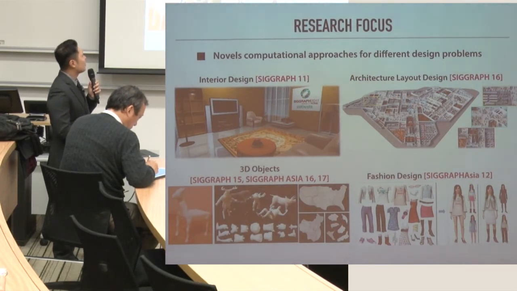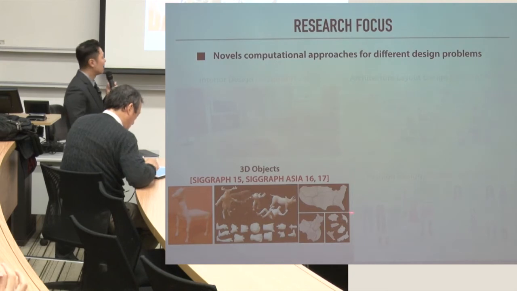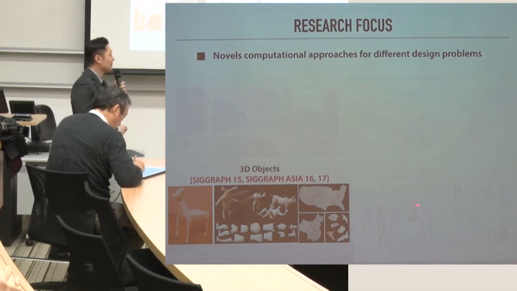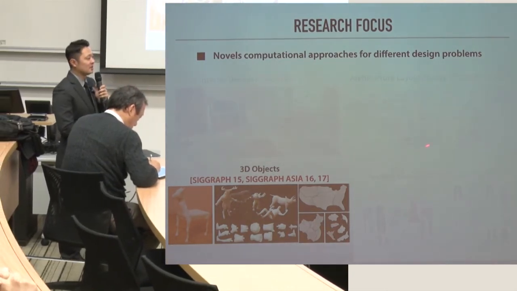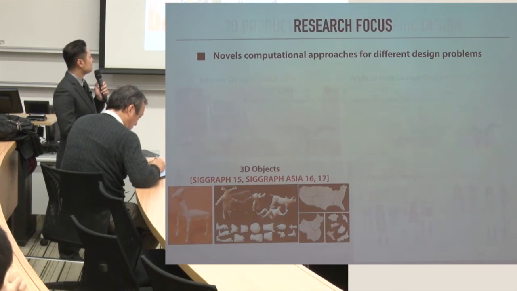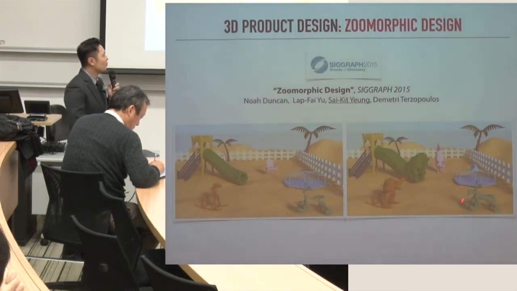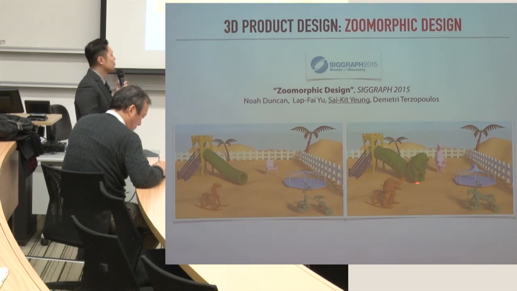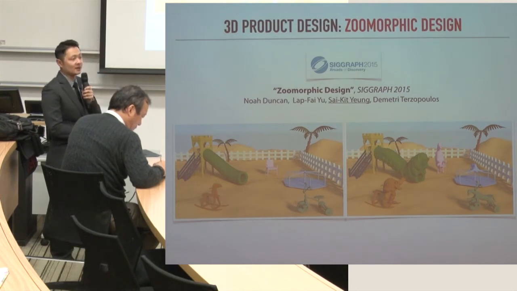So I have talked about computational design approach on some spatial design related problems such as interior design, architecture layout design. And now I would like to talk a bit more how it will also help in doing 3D product design. For example, we use computational design approach to generate this kind of zoomorphic design.